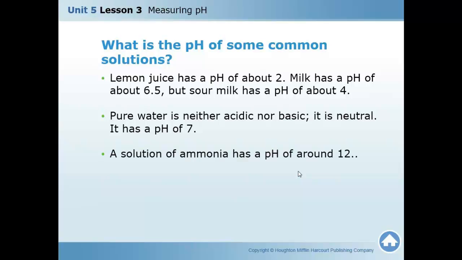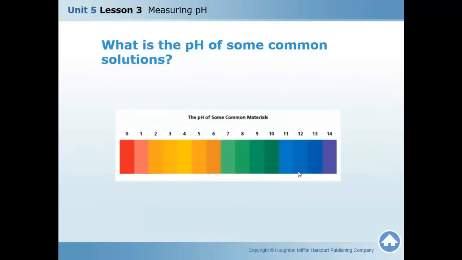A solution of ammonia has a pH around 12, so is it acidic or basic? Yes, basic, because it has a pH more than 7. So this is the scale of pH for some solutions. The scale starts from 0 to 14. So from this scale we can place the last solutions on this scale according to the value of pH.